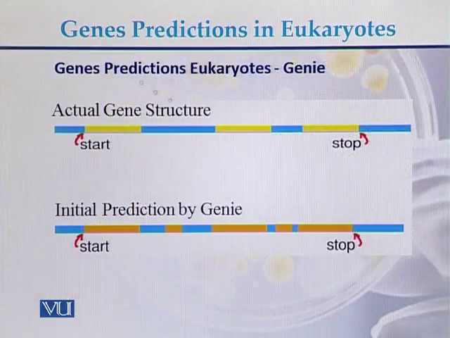Here is an example of gene prediction in eukaryotes. This is the actual gene structure, where we can see this is an exon, and the next exon. Here is the start codon and here is the stop codon. With the help of Genie, the initial prediction can be exon 1 and some other exons identified by Genie. Here we can see that initially it has identified 5 exons.